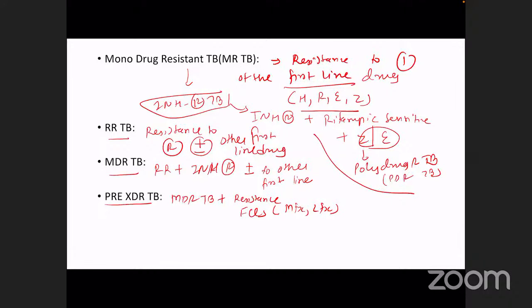Now comes the main thing. It is basically pre-XDR-TB plus, I hope you all know earlier the definition of XDR-TB was resistance to the second line injectable agent, but now this is out, because when we discuss future slides, we are now trying to remove all the injectable agents from the management of DR as well as DSTB. So XDR-TB is basically resistance to rifampicin, INH, with fluoroquinolones, and, now very important, any category A agent.